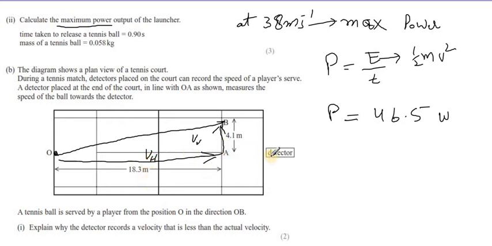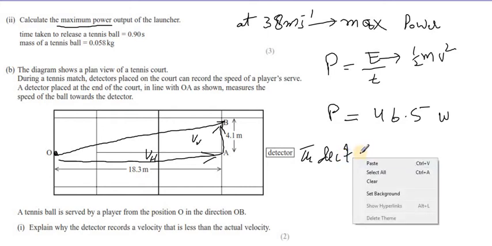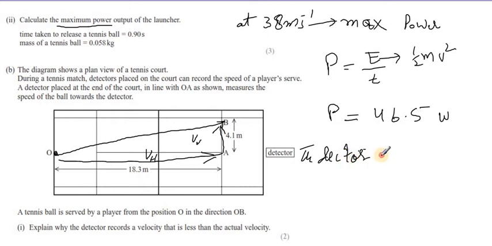So you write that the detector will detect only the horizontal component of the velocity. That's why it is less than the actual velocity.